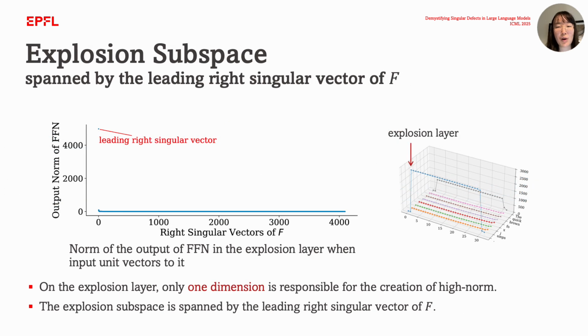We discovered a one-dimensional subspace called the explosion subspace. It is responsible for the creation of high norms. If a token has a large component inside the explosion subspace, then this token will explode in the explosion layer. Mathematically, the explosion subspace is spanned by the leading right singular vector of matrix F in the explosion layer.